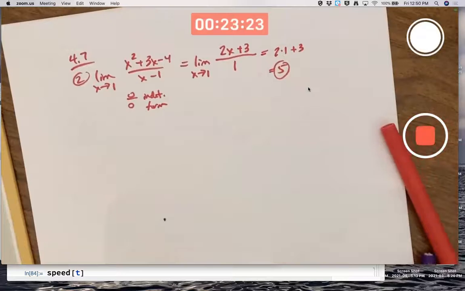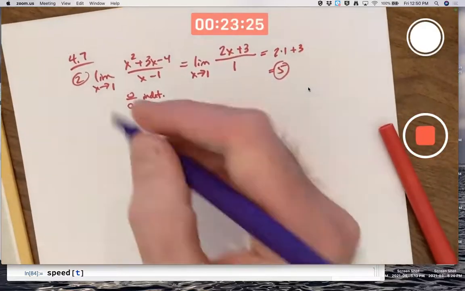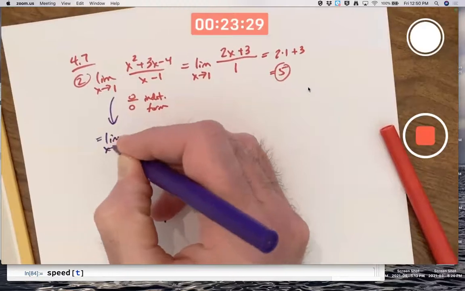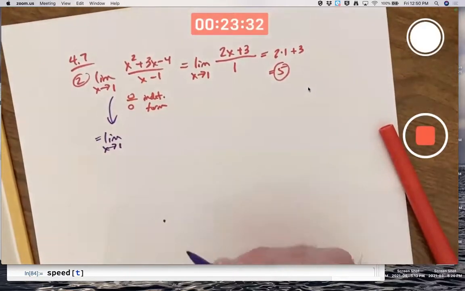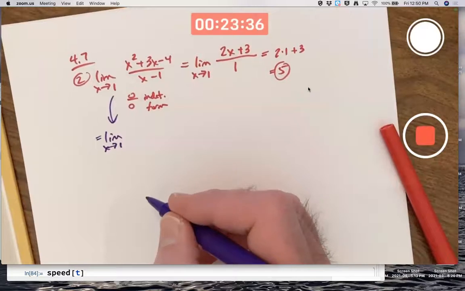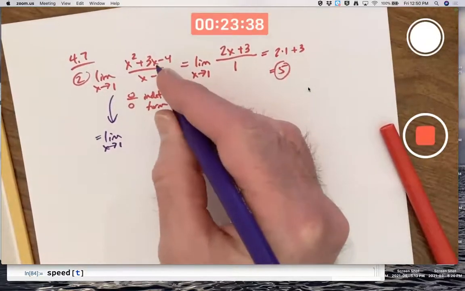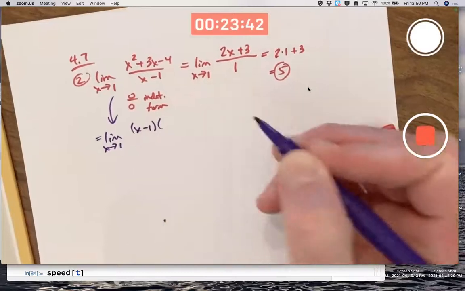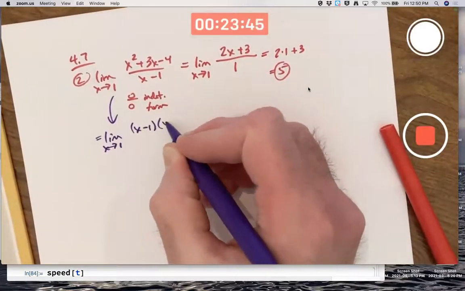Is there a way to figure this out some other way? In fact, this is something that we did a bit back in chapter 1. You can factor this rational function and cancel the common factor. X squared plus 3x minus 4 does have a factor of x minus 1. It's x minus 1 times x plus 4.